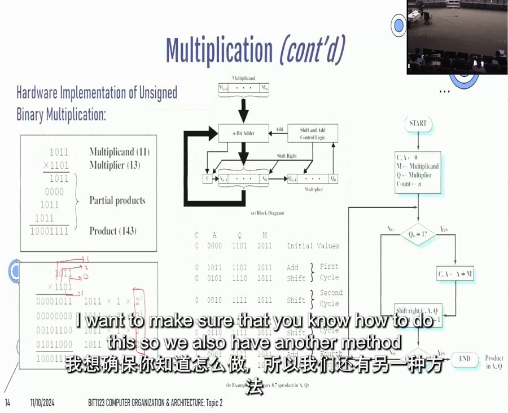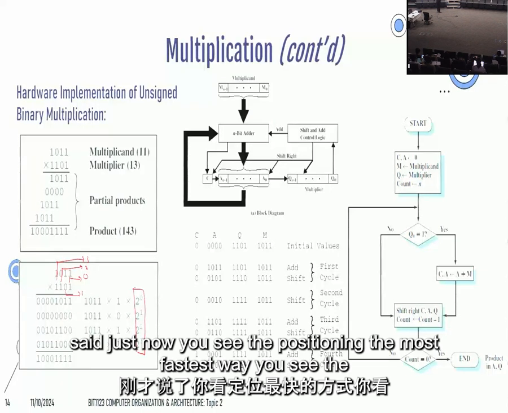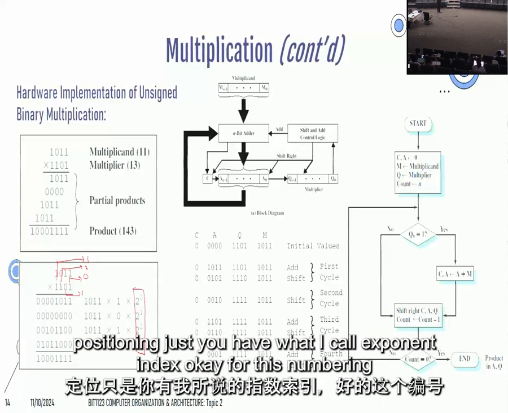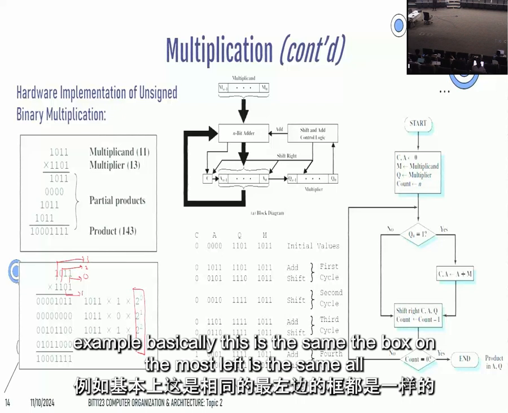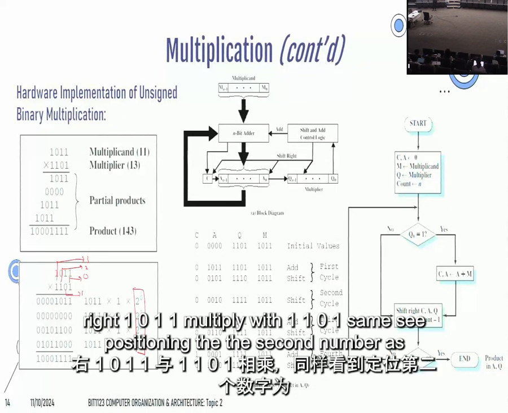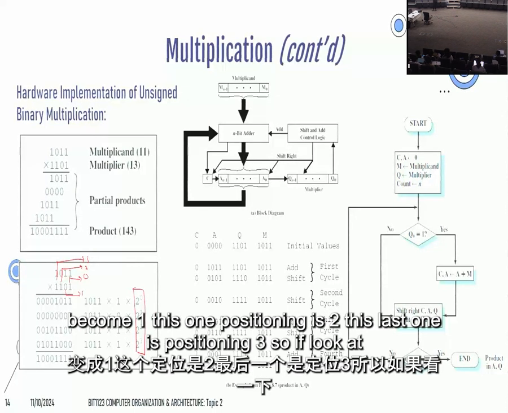So we also have another method, very short. It seems like a shortcut. Because as I said just now, you see the positioning. The fastest way is to see the positioning, what I call the exponent index for this numbering. Look at this example. Basically, this is the same. The box on the most left is the same. 1011 multiplied with 1101, same. See the positioning of the second number as I mentioned just now. This one becomes 0, this one becomes 1, this one positioning is 2, and this last one is positioning 3.